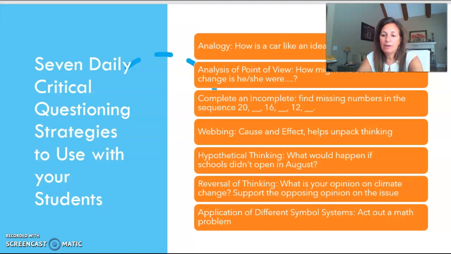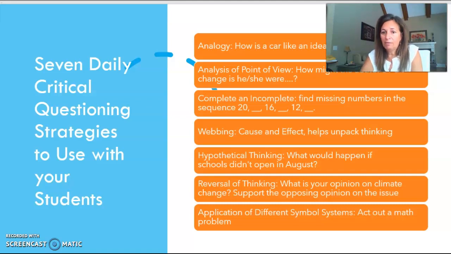The next one is webbing, and webbing is great because the students start seeing a ripple effect of an issue. So getting them to unpack their idea and unpack their thinking, and a cause and effect chart, any kind of webbing would help them do that.